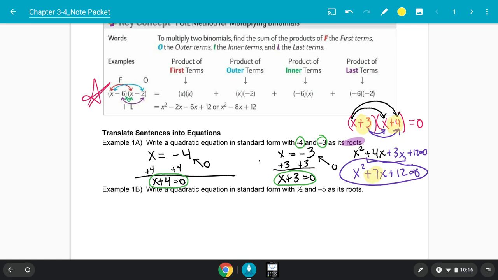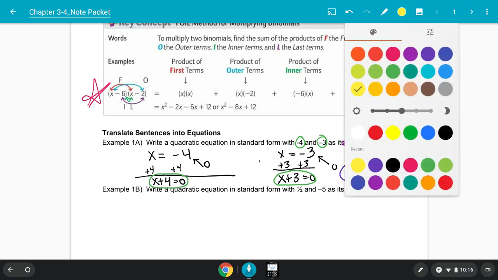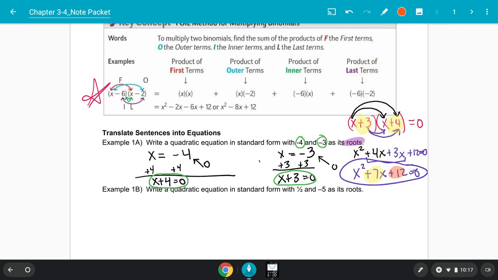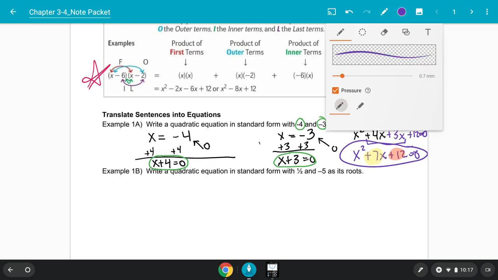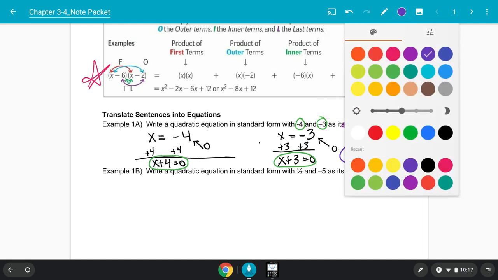7. And then what is 3 times 4? 3 times 4 is 12. So if you have a standard form like this where it's just x and a number, you can add them and it gives you the middle term, and multiply them, it gives you the last term. All right, so with the next one, we'll start the same way.